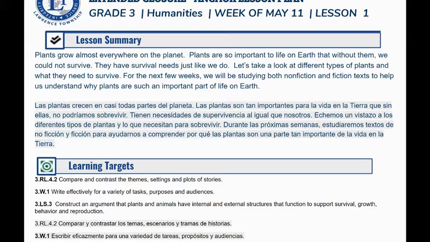Your learning targets include comparing and contrasting themes, settings, and plots of stories, writing effectively for a variety of tasks, purposes, and audiences, and constructing an argument that plants and animals have internal and external structures that function to support survival, growth, behavior, and reproduction.